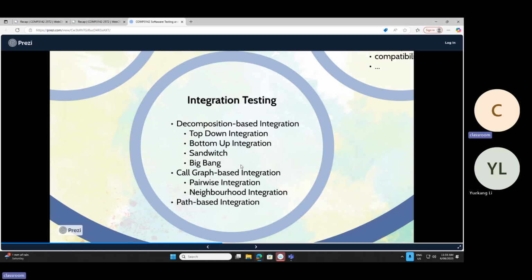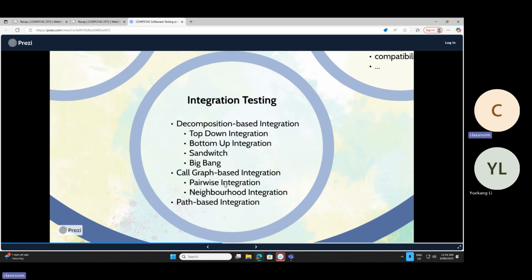And based on this call graph, we can do pairwise integration, which is about building integrations using pairs of callers and callees on the call graph. And we can also have neighborhood integration. Neighborhood integration has a concept of the neighborhood size, right? Once we have decided the size of the neighborhood, then we can grab all the functions within the neighborhood as the integration target we are going to test. So that's about call graph-based integration.